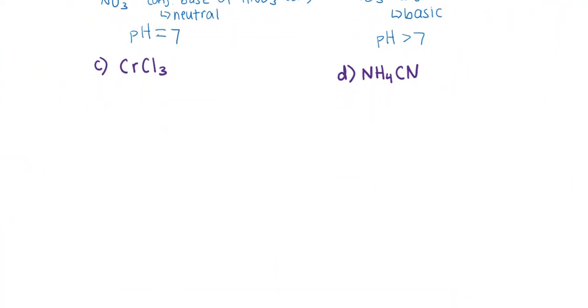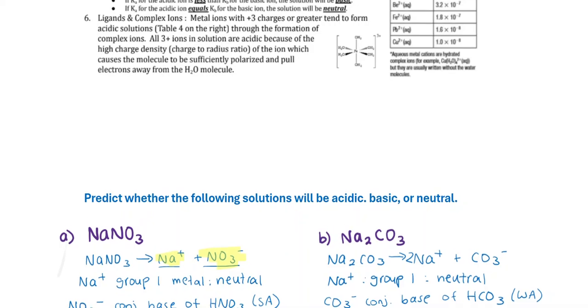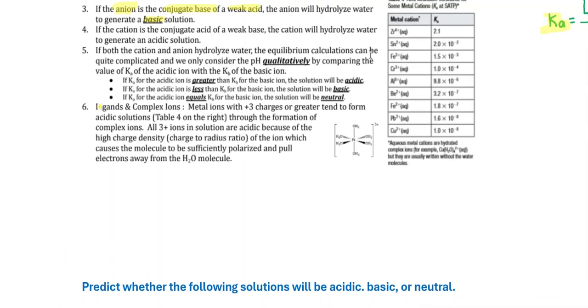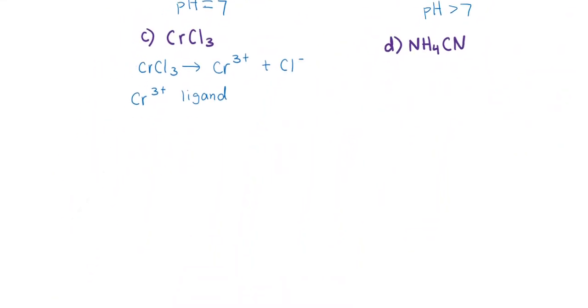Now for example 3, same thing, let's write out the dissociation equation. This has a charge of +3, and this is Cl minus. So Cr3 plus is a ligand actually, because it has a charge, it's a metal ion with a charge of 3 plus or more. So if we go back to our rules, it says ligand in complex ions. So metal ions with +3 charges or greater tend to form acidic solutions. So therefore, the chromium ion will form an acidic solution.